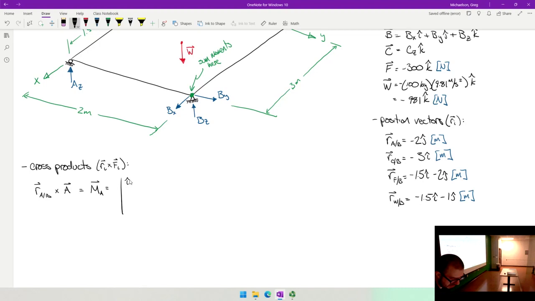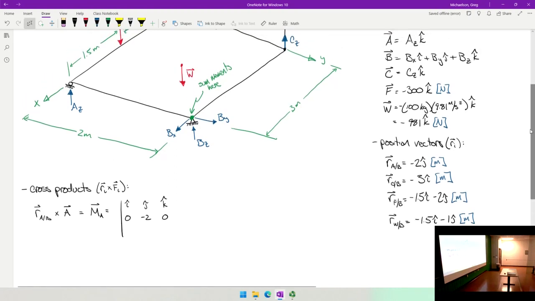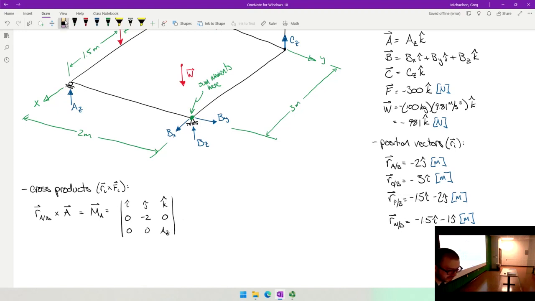Bear with me before you write all this down, but we're going to have I, J, K, and then 0, minus 2, 0, right? And that comes from this vector right here, because there's only a component for the J, 0, 2, 0. And for the A vector, let me scroll up a little bit so you can see it. The A vector is 0, 0, AZ. But I'm going to factor out that AZ, put a 1 here and put the AZ out here. And now this becomes a pretty easy cross product to evaluate.